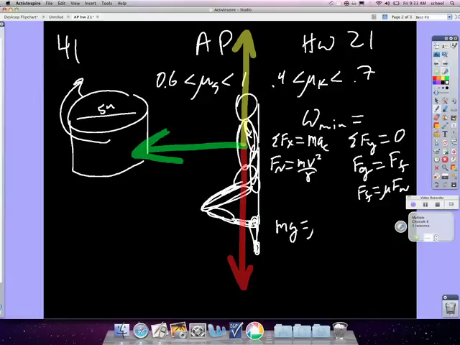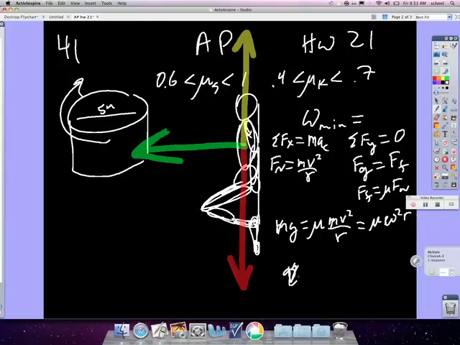The m's cancel, and I get... wait, are we supposed to do it in omega? We are, right? Yeah. So instead of v squared over r, what I should have done is said mu omega squared times r. So then that allows for omega, which will be the square root of g over mu r, something like that. Wait, does that cancel out the m?